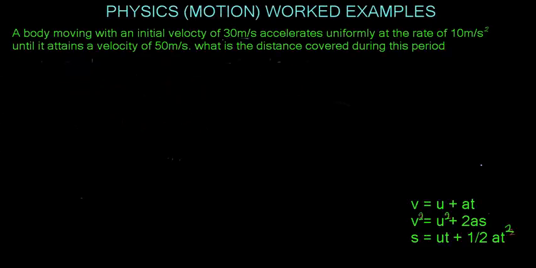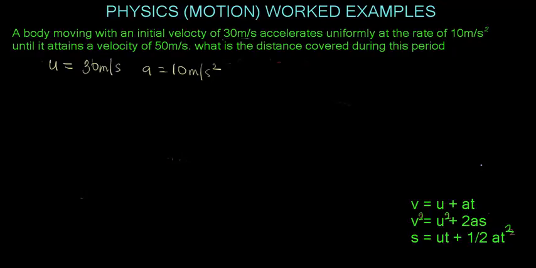Okay, now another problem we want to solve is this. A body is moving with an initial velocity of 30 meters per second. As I have stated earlier, initial velocity is represented as u, which is equal to 30 meters per second, and then it accelerates uniformly at the rate of 10 meters per second squared. So our a is equal to 10 meters per second squared, and then until it attains a velocity of 50 meters per second.